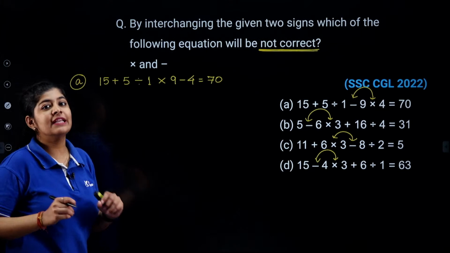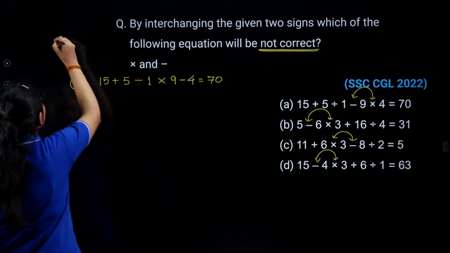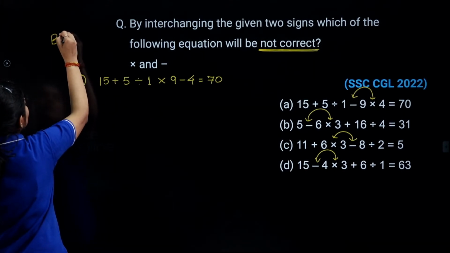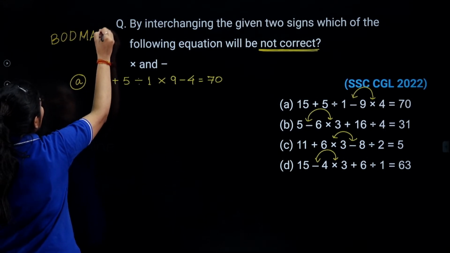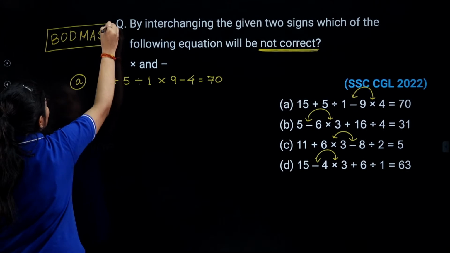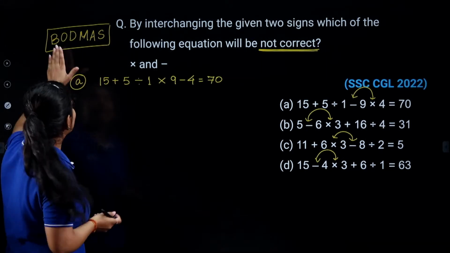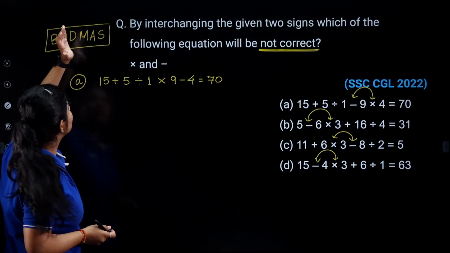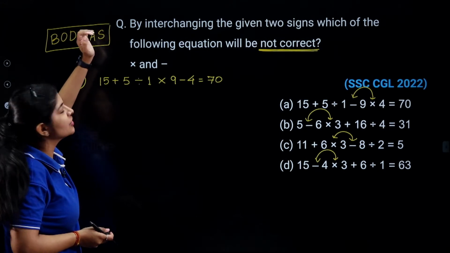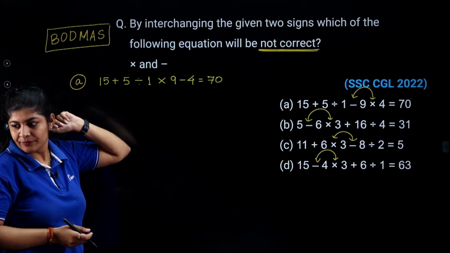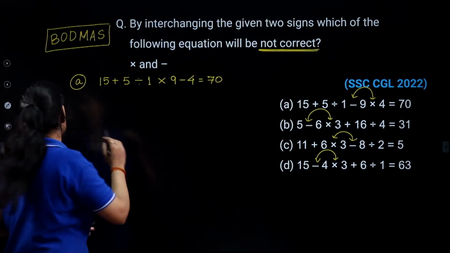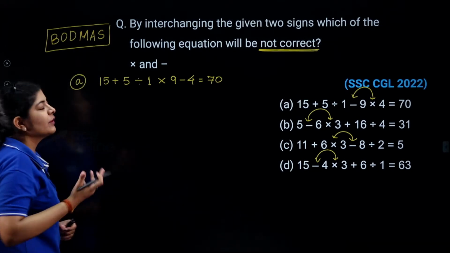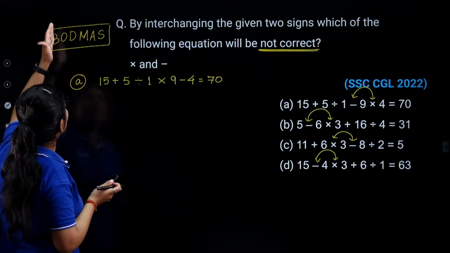Whenever we have these types of questions, we need to take care of our BODMAS rule. Brackets, order, division, multiplication, addition and subtraction. Okay, very good, Ritika. Let's see whether your answer is correct or not. You need to solve brackets first.